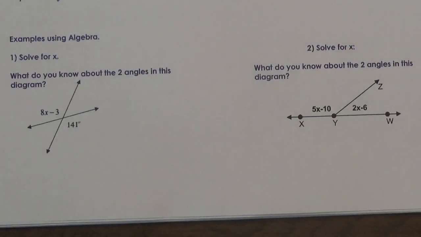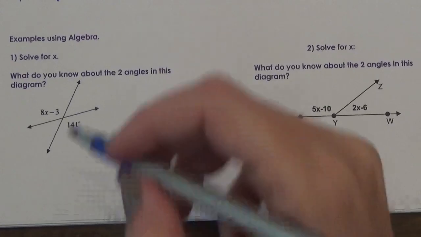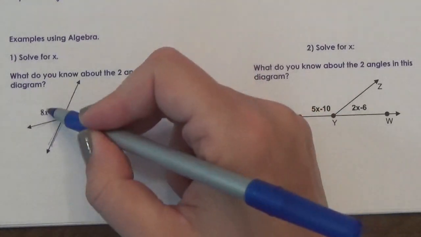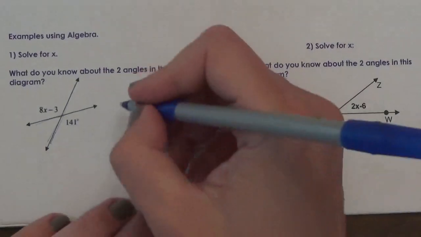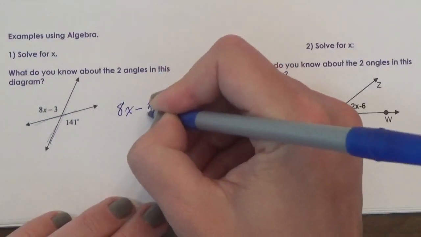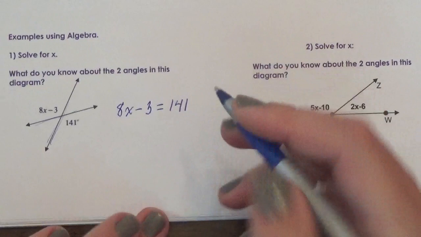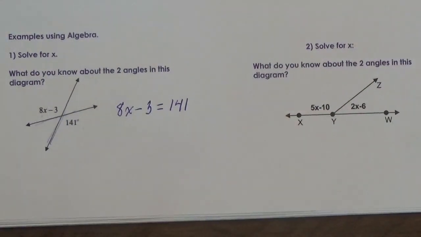All right, then we just got some review, just for fun, just in case you were missing me. It says examples using algebra, solve for x. What do you know about the 2 angles? All right, so here's your intersecting lines. They're straight across from each other. So these are vertical. A lot of times this is the hardest one for kids to see when they're straight across from each other. But it turns out to be the easiest if you can just set it up right.